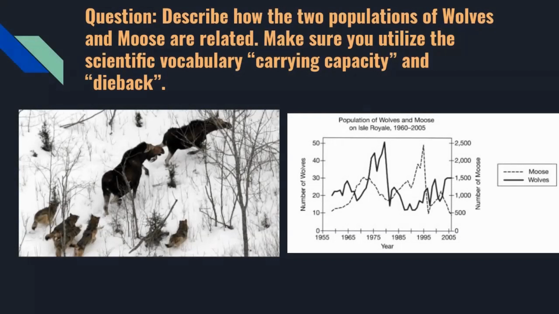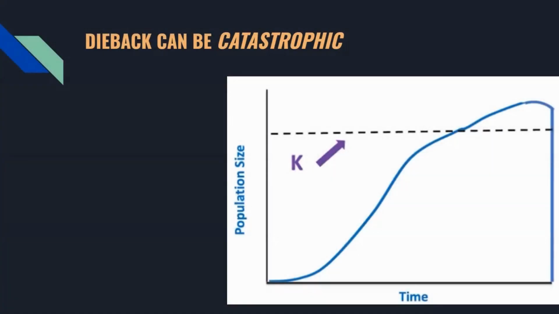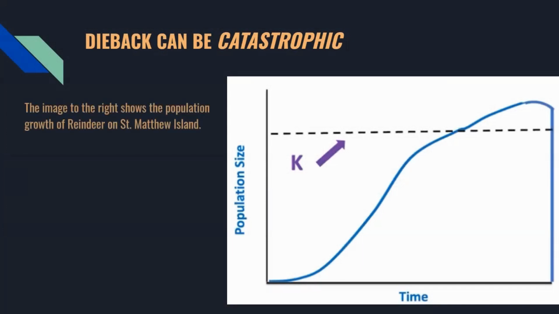One thing you guys will observe as you're doing this is that the populations are linked. As the wolf population goes up, they start to consume more moose. And when the moose population goes down, so does the wolves shortly after. Now, one key thing to remember is that if a population overshoots its carrying capacity by too much, the dieback can actually be very catastrophic.